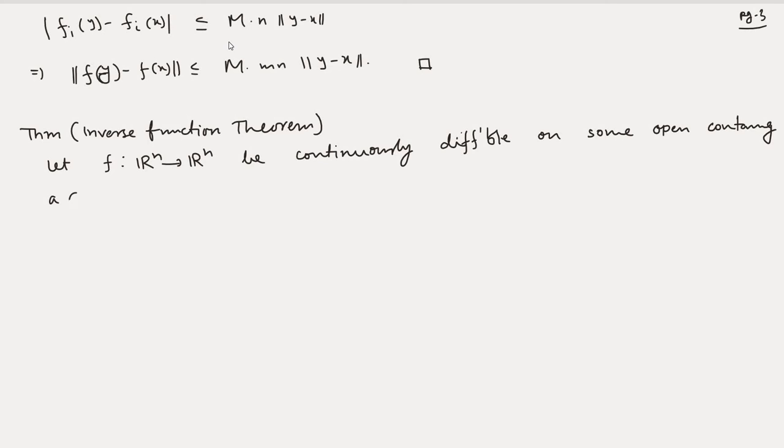containing A, where A is a point in Rn, such that f prime A, this is the Jacobian of f at A. So this is an n cross n matrix. This is basically the matrix representation of df, the derivative of f at the point A, with respect to the standard ordered basis of Rn. So this is the second assumption.